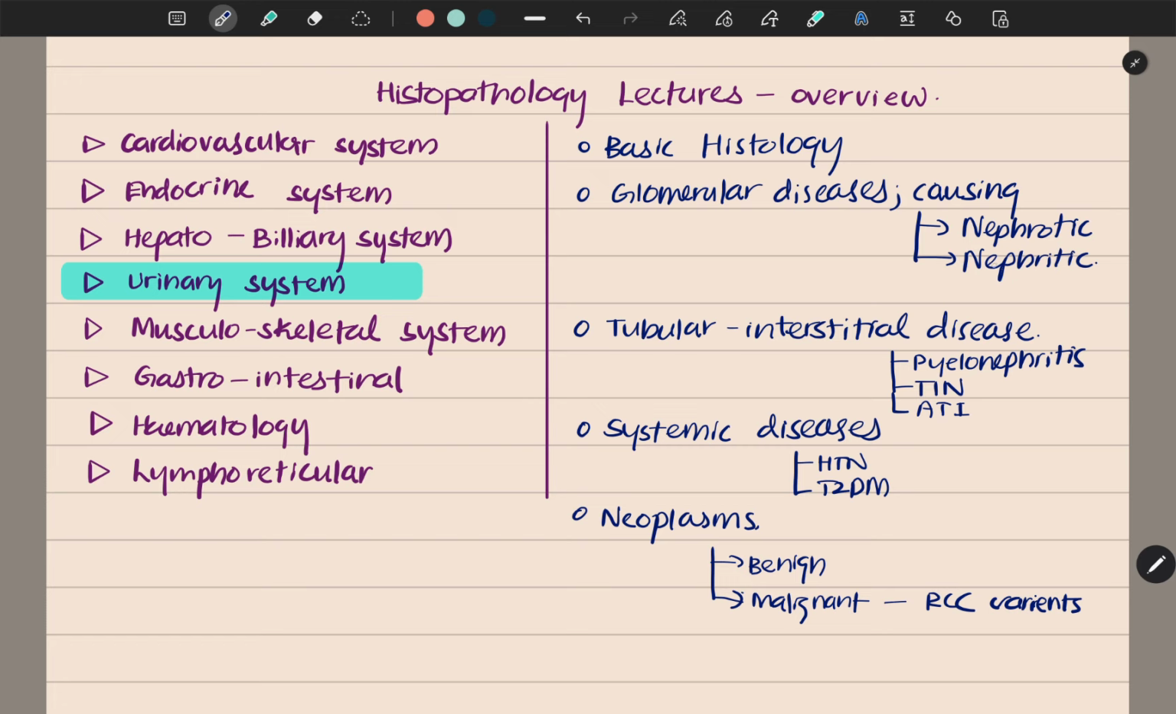I believe you can remember what is nephrotic and what is nephritic syndrome, and the glomerular diseases we classified according to what syndrome they usually cause. Okay, we have extensively talked about this.